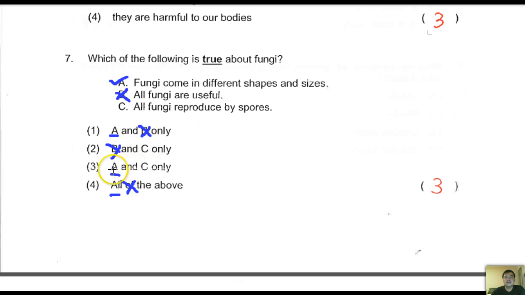We are left with A and C. Fungi reproduce by spores. All right, yes, that is the answer. The reason there are 3 crosses here is because B is not true. Any of the choices with B, you should straight away know are not the choice. So 1 is not the choice, 2 is not the choice because it has B, and of course 4 is not the choice. It is quite interesting to get your multiple choice done this way. Let us carry on.